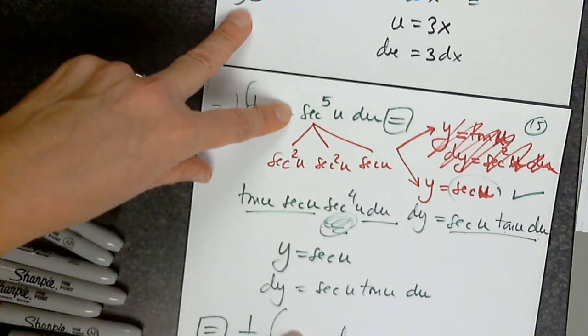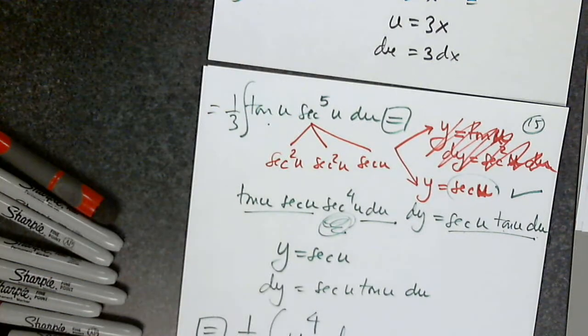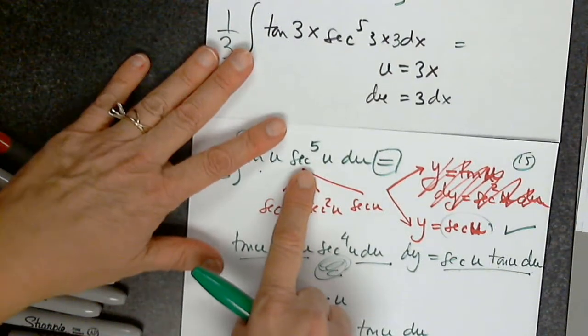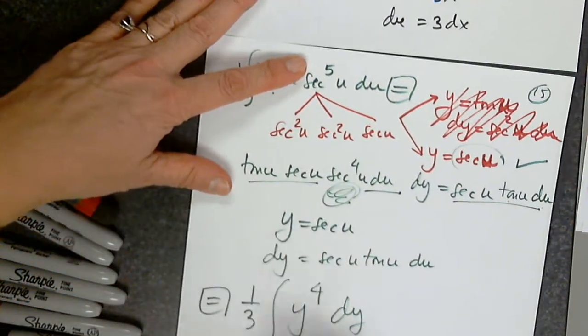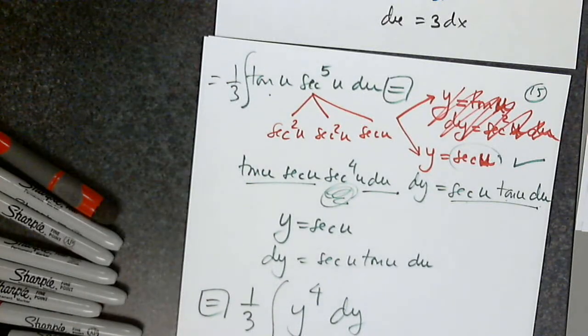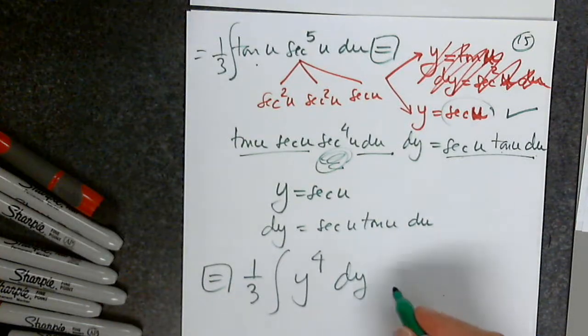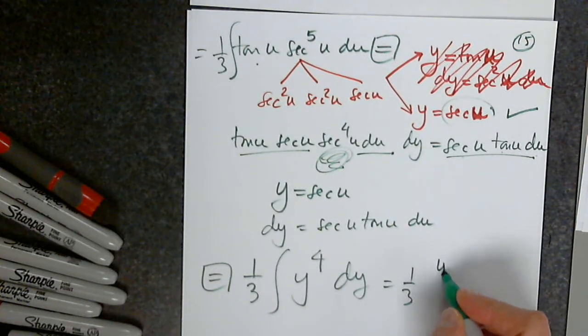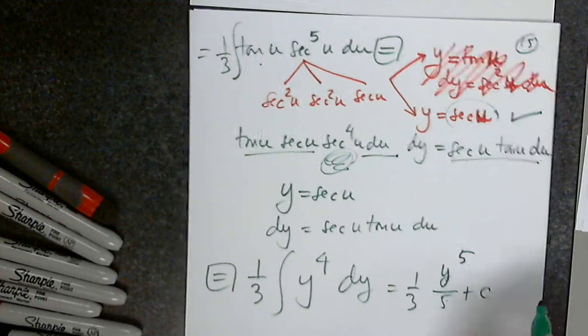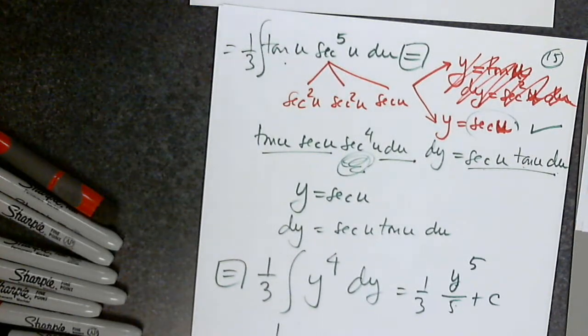I can no longer write secant u because I already changed it to y. I have y to the 4th. I have 4 secants left, right? Which will be y to the 4th. Once I move from u to y, I'm done. I can no longer have u in the new integral, okay? Which is 1/3 y to the 5th over 5 plus a constant c, or 1/15.